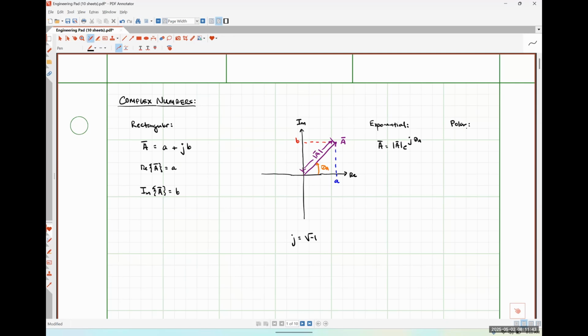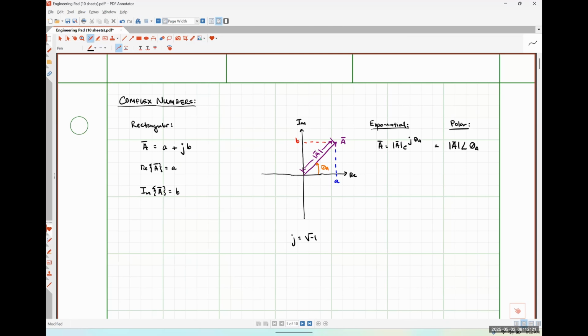So in the polar form, this is the exact same thing as the exponential form, except that we simply keep the magnitude, we keep the angle, and we throw everything else away. So this same complex number A could be written in polar form as simply the magnitude of A with an angle of theta A. And this form, the polar form, is one of the two forms that your calculator can actually accept and work with, okay? So your calculators can deal with polar form complex numbers, and they can deal with rectangular form complex numbers.